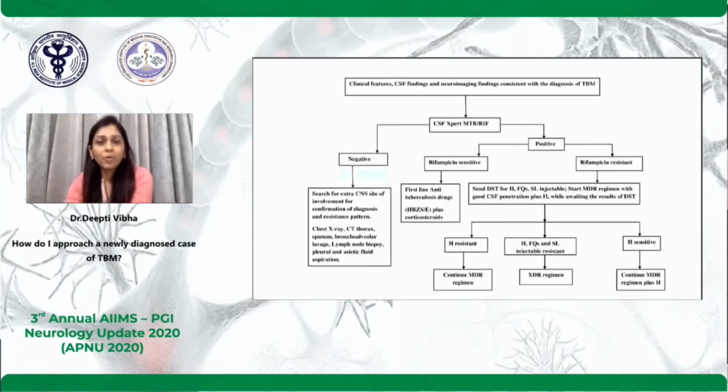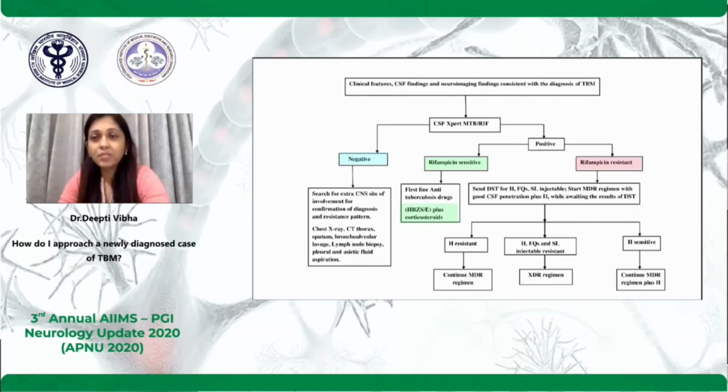So how do we approach when it gets to treatment? I think this is the last part of my talk. I'll try to complete it well in time so that I give time for questions. The broad algorithm is that if the GeneXpert is negative, which we most commonly get, then unless otherwise proved, you treat it like a sensitive 4-5 drug ATT. And if it is rifampicin sensitive, then you give HRZS or E plus corticosteroids.